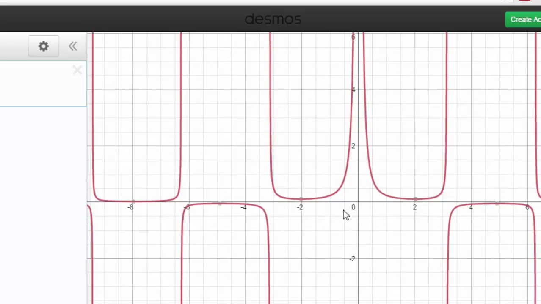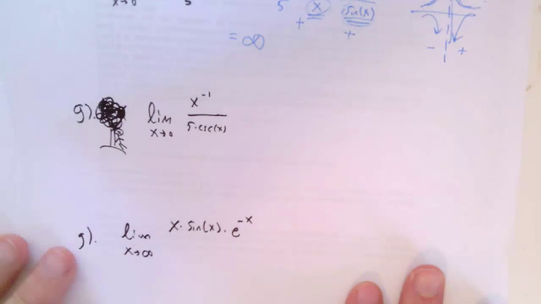So here's our function, and as you can see, from the left hand and the right hand, the limit is approaching positive infinity for both functions. For both directions. All right, how about this one?